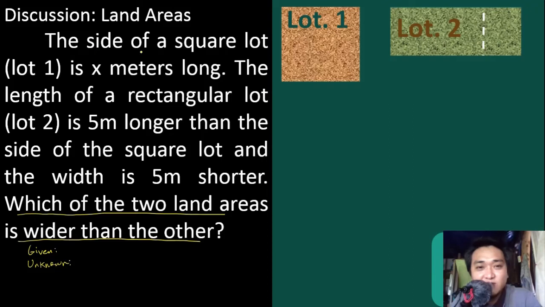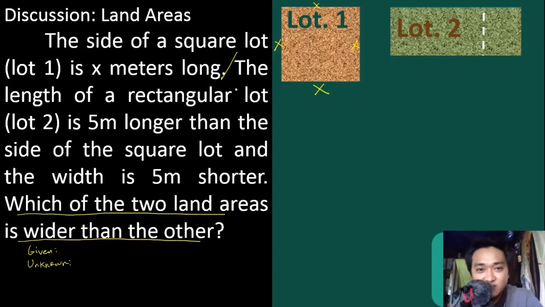The side of a square lot is x meters long. Chop. The side of a square lot is x meter long. Kung ito yung square lot, si lot 1, yung side daw niya is x. And due to the fact na square lot siya, so we could actually conclude na lahat ng dimensions niya is x. Okay, so iwan muna natin, mamaya na natin pag-usapan yung area niya. Punta muna tayo kay lot 2.